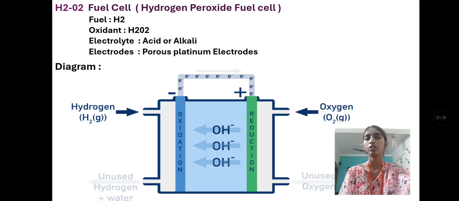Hydrogen oxygen fuel cell. Fuel is hydrogen, oxidant is hydrogen peroxide, electrolyte is acid or alkali, electrodes are porous platinum electrodes. This is the diagram of the hydrogen oxygen fuel cell.